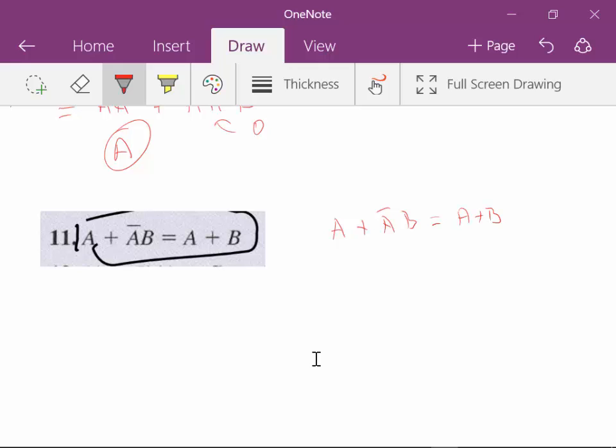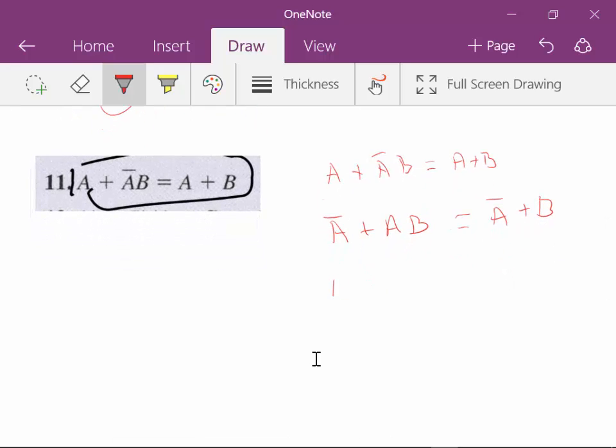Now, we can reverse those two, and we can write this as A not plus AB. In other words, all I'm doing is inverting that. That is going to be the same thing as A not or B. Or we can rewrite it and say A plus A not B, not, is equal to A plus B not. That's the same rule.